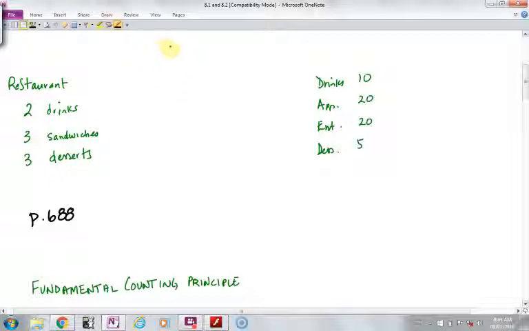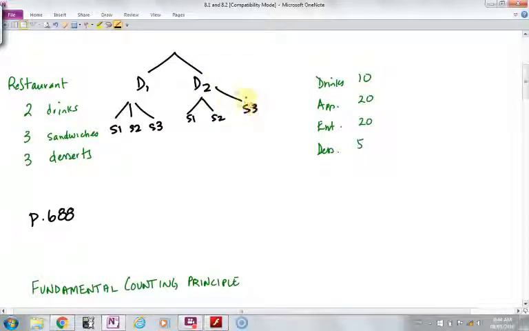Another way we can do it is called a tree diagram. You've probably seen these before. So we have drink 1 and drink 2, okay? And then for drink 1, we have 3 choices of sandwich. So sandwich 1, sandwich 2, sandwich 3. And then we have sandwich 1, sandwich 2, sandwich 3. So notice now we have 6 possibilities because 2 drinks and 3 sandwiches.